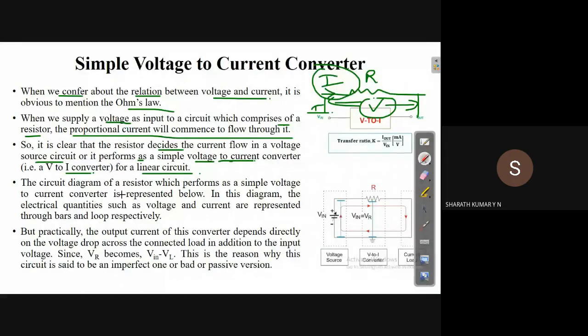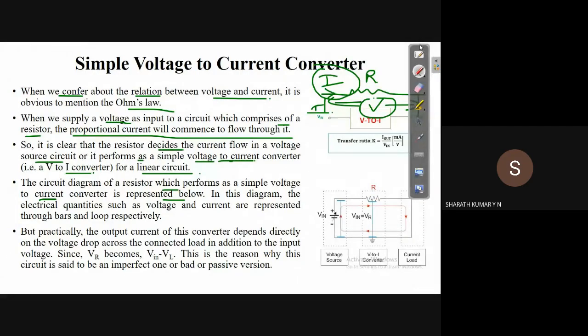The circuit diagram of a resistor which performs as a simple voltage to current converter is represented below. Something like this. Yes, you can see the circuit diagram here.